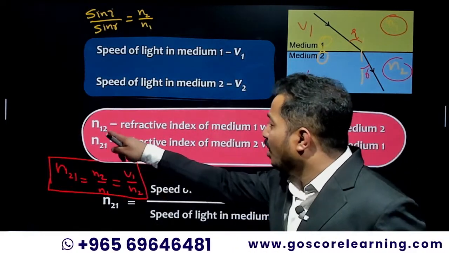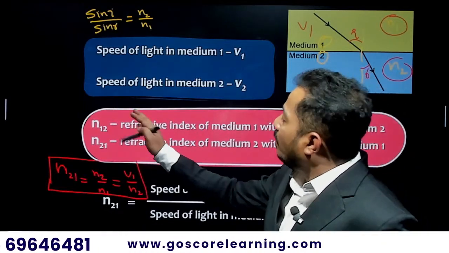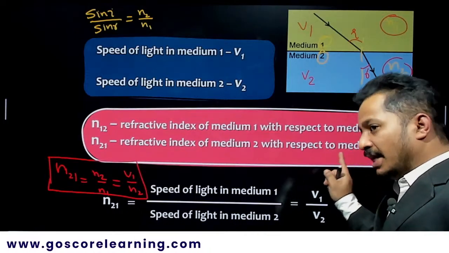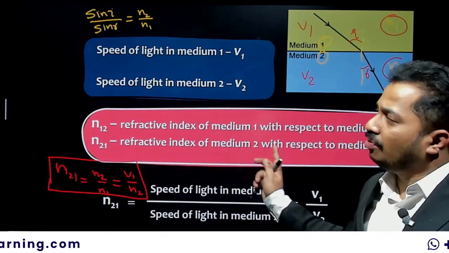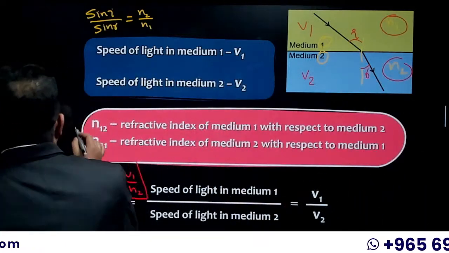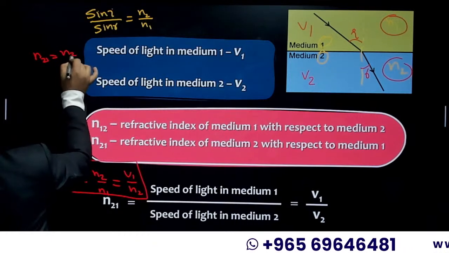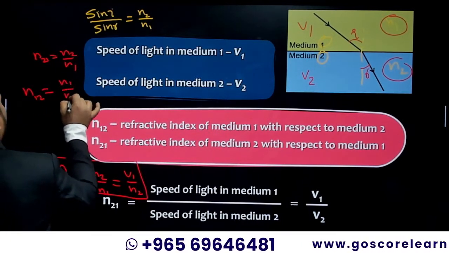Here, n12 and n21, what is the difference? n12 means refractive index of the first medium with respect to the second medium. n21 means refractive index of the second medium with respect to the first one. So definitely there will be some difference. n21 is equal to n2 by n1, but n12 is equal to n1 by n2.